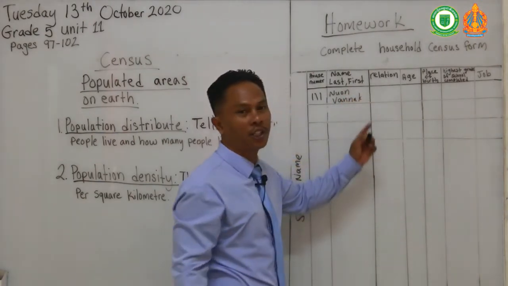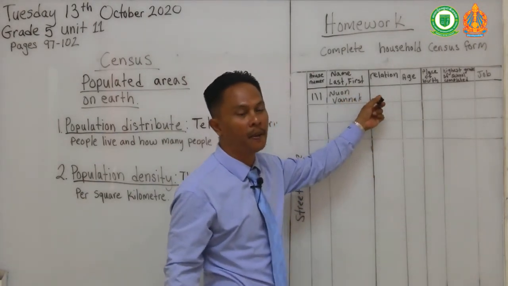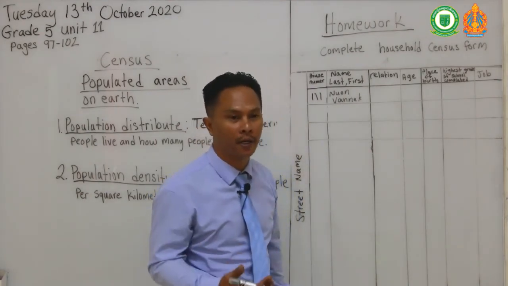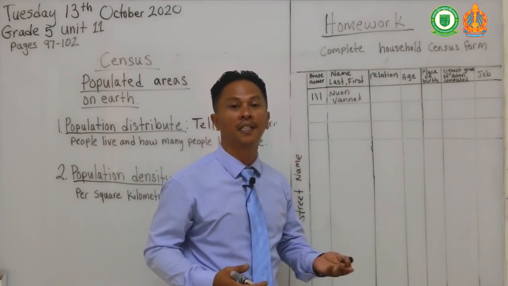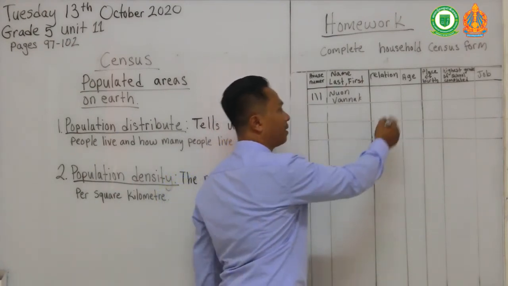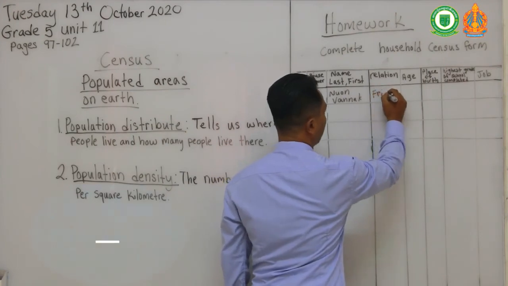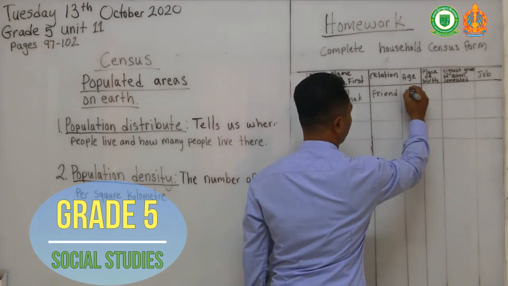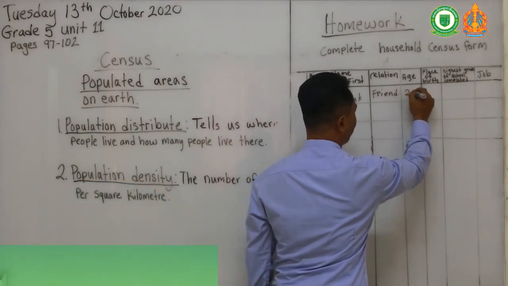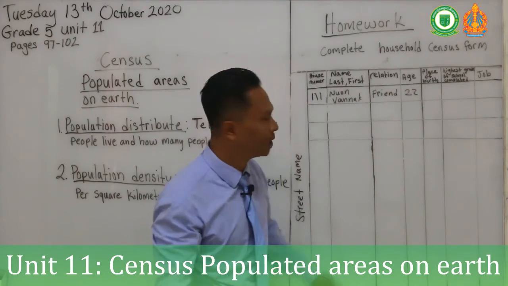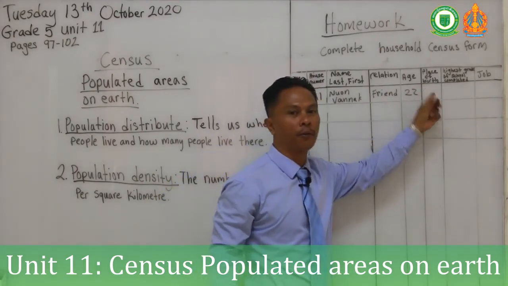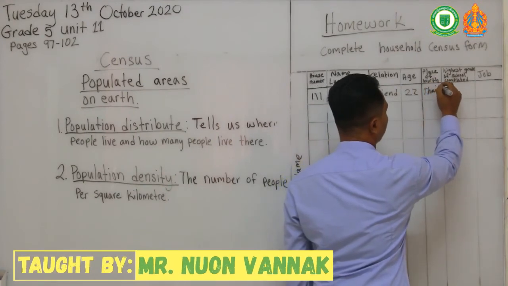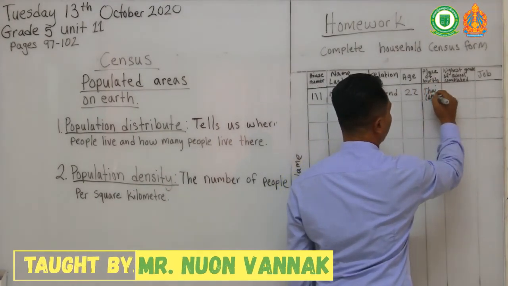okay? And what is your relationship to that person, okay? So if you guys are neighbors, you can write neighbors. If you're friends, you write friends. If you guys are cousins, you write cousins. So I'm just gonna write friend for relation, okay? Okay, and their age, I'm gonna put 22, okay? Because I'm not gonna tell you my real age. Okay, and place of birth, where were they born? So right here you write, let's go for example, Thailand.